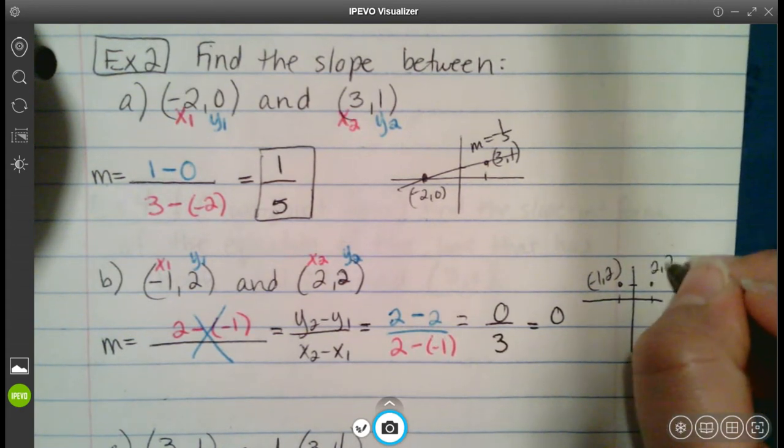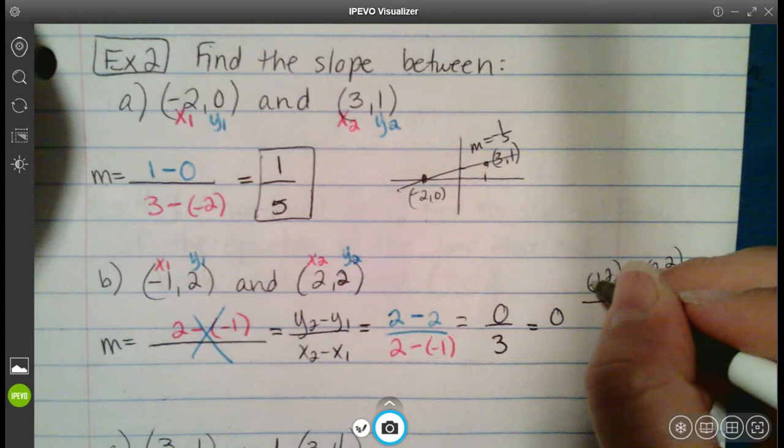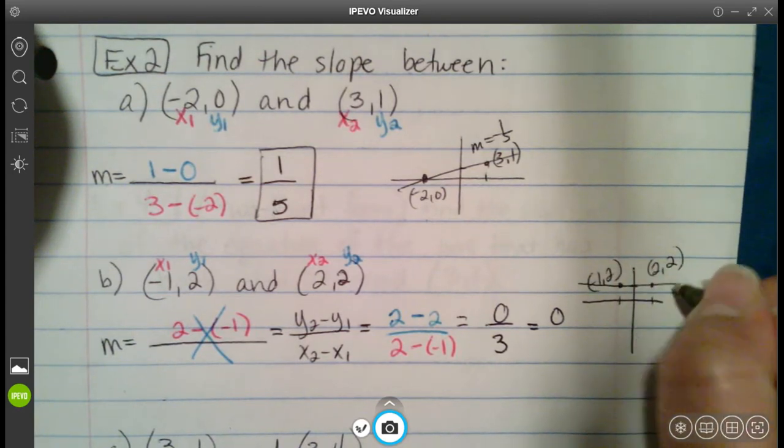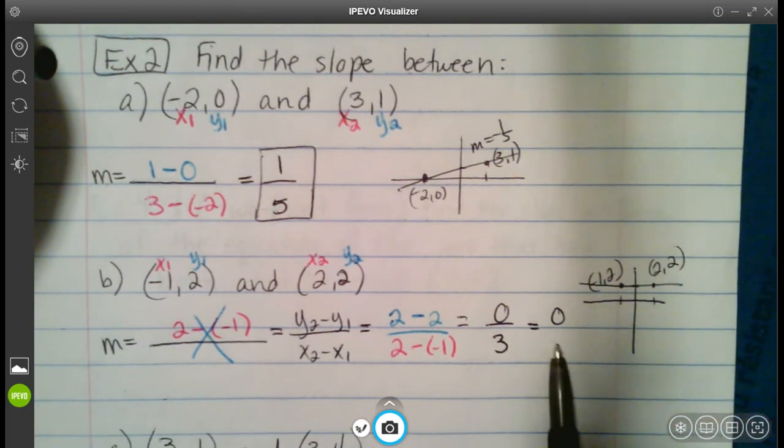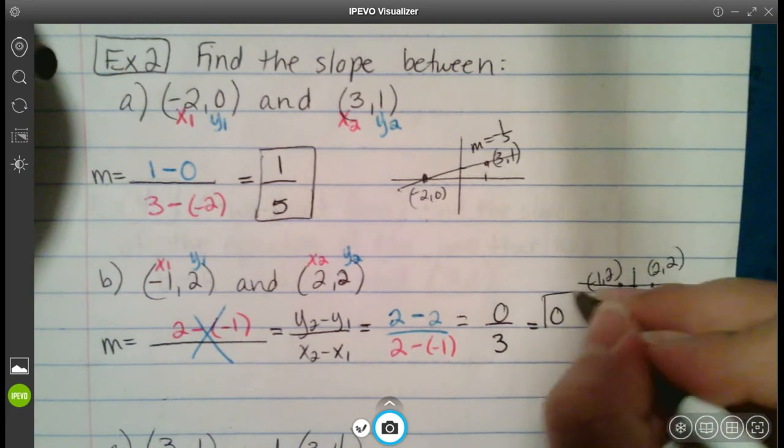So it's on the same line. And it does look like, in fact, that these go through the same horizontal line because this is a constant slope. So we are good to go.